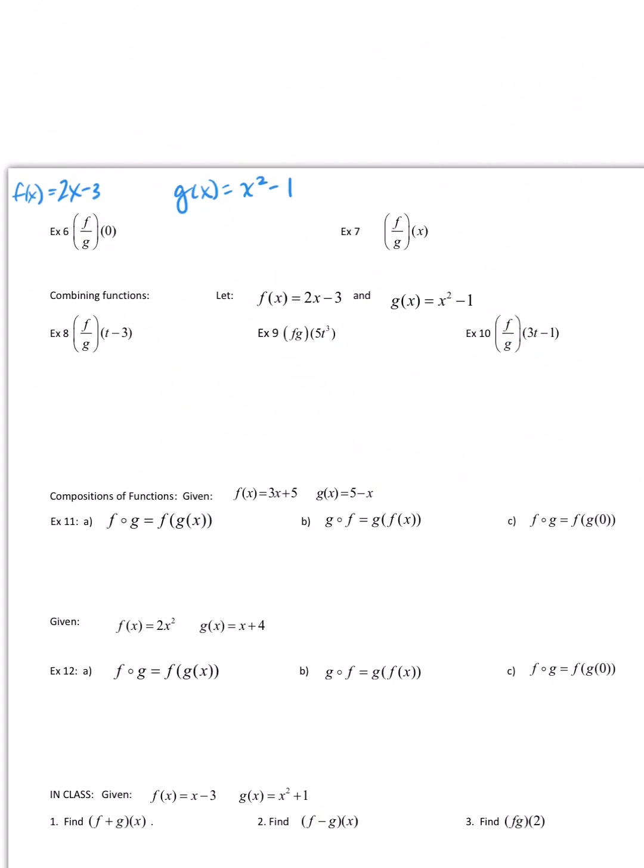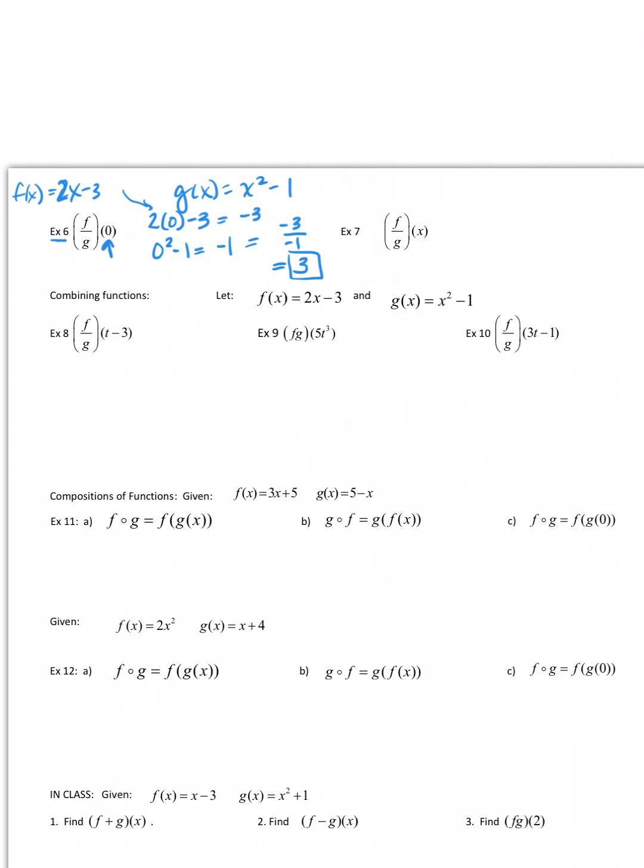All right, so I'm dividing. So notice on example 6, I have a value, a 0. So I can plug in the 0 first into my two expressions and then divide my results. So I'm going to do 2 times 0 minus 3. That is negative 3, right? And then I take my g of x, 0 squared minus 1 is negative 1. So when I divide, I'll have negative 3 over negative 1, which gives me a positive 3.